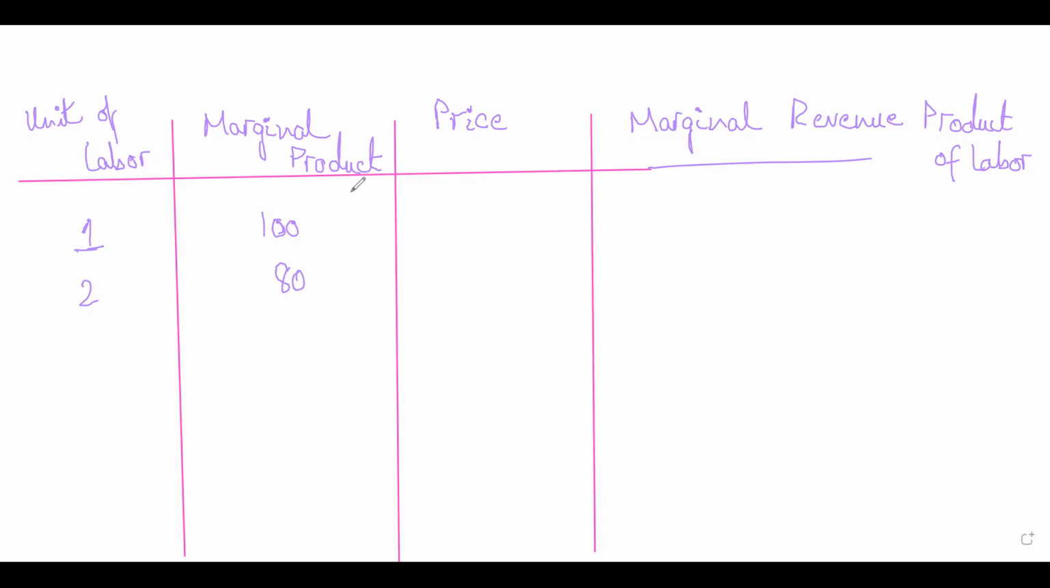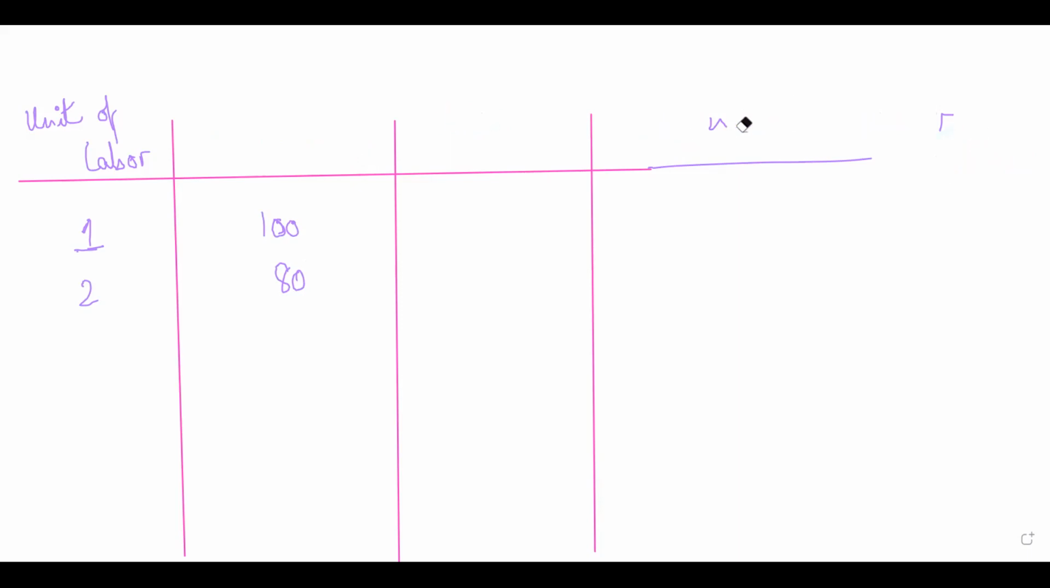So marginal product, in fact, I should have added another column as well. I should have added the total product column as well. So if you just give me a minute, I'll quickly explain this, because this is a very crucial component, and without this, you will not be able to fully understand the concept of labor demand, right?